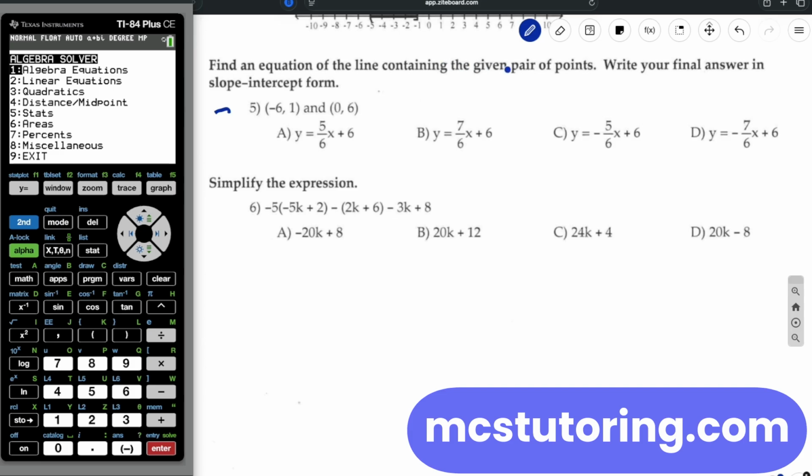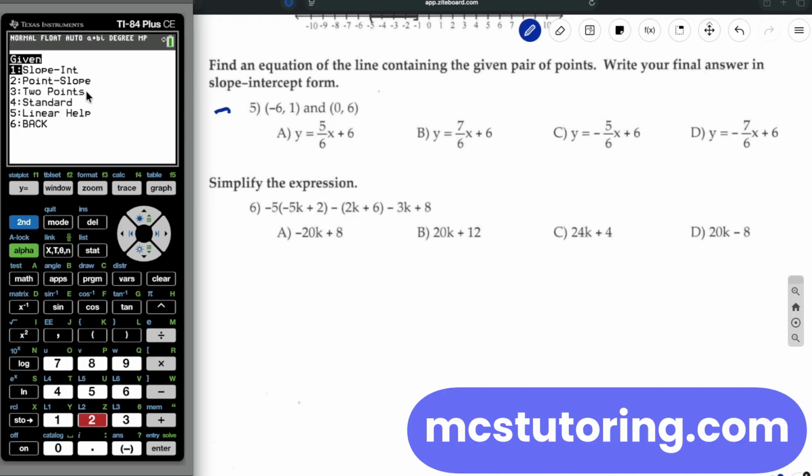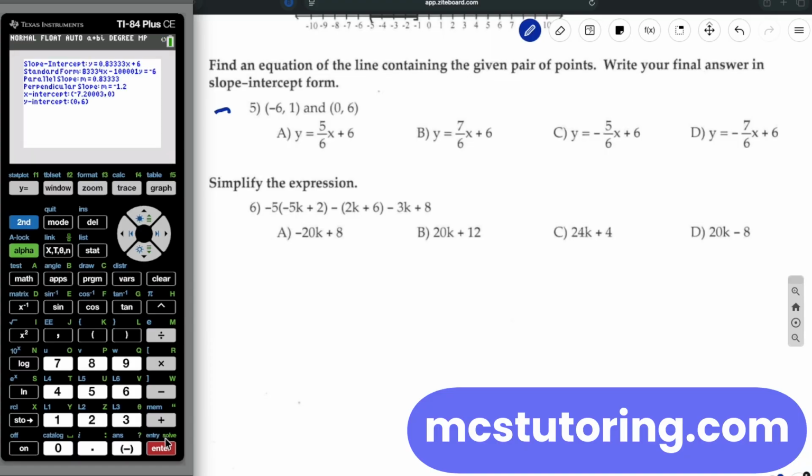Find the equation of the line given the pair of points. Write your answer in slope-intercept form. So look, we're going to go again to linear equations. Looks like that's going to be doing a lot of heavy lifting. It's 2 points that were given, the x1, y1, and x2, y2. So 2 points, option 3. And then what is the first x? It's -6. First y is 1. And then second x is 0, like right there, the 0 here. And then 6. Okay, and we want it in slope-intercept form.